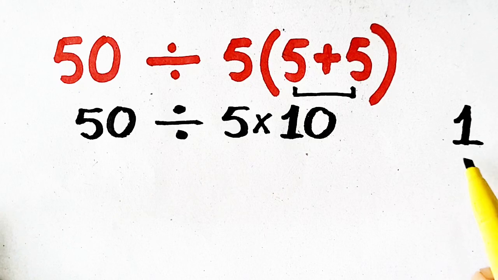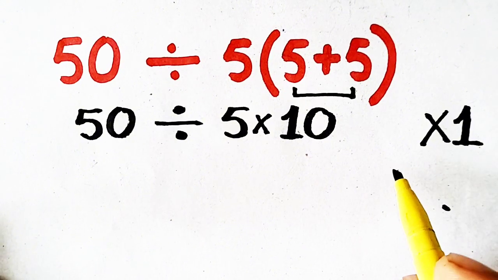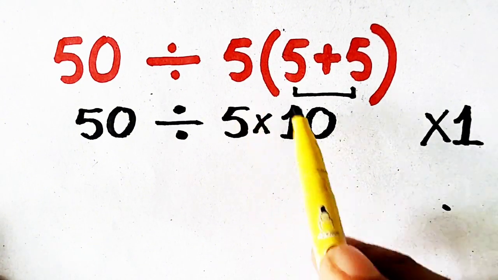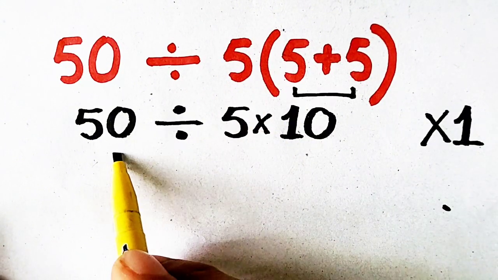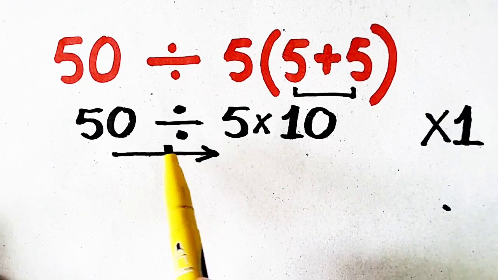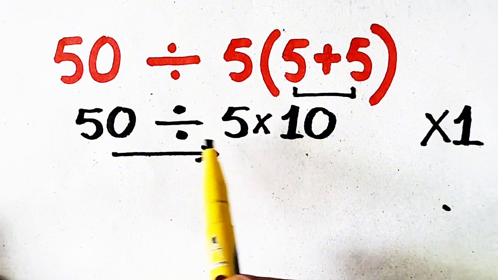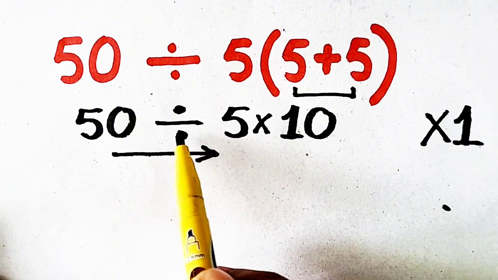50 divided by 50 is equal to 1. 1 will be our answer, but it is not correct because according to any order of operation, either it is DMAS or BODMAS or PEMDAS, we have to move from left to right, okay? And the division is at left and multiplication is at right. So we have to handle division first.